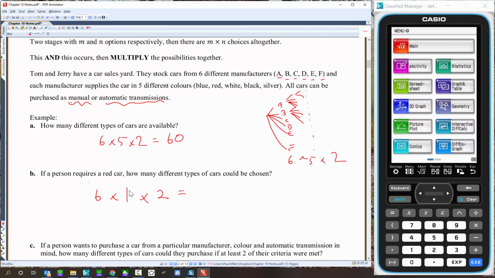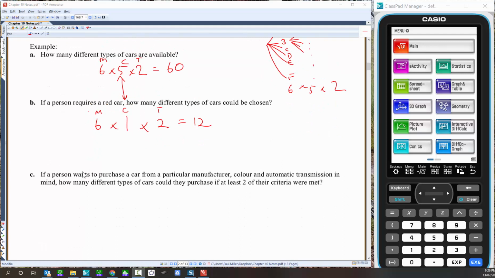Okay, so what we've done is just looked at each of those. So here we've got manufacturer, color, and trans. Here we've got manufacturer. Notice the difference in color there. We're now restricting the options from 5 down to 1, with that transmission still being either auto or manual. That's going to be 12.